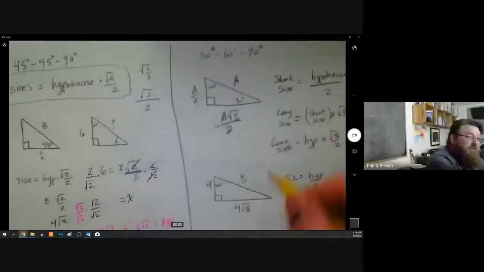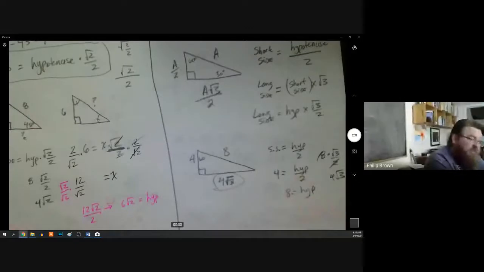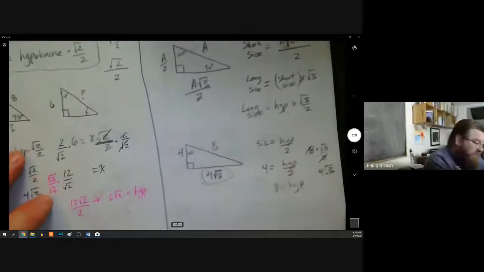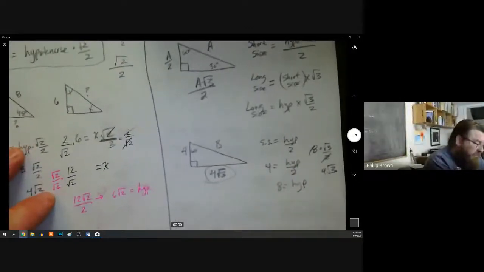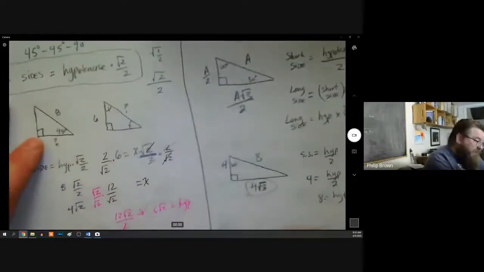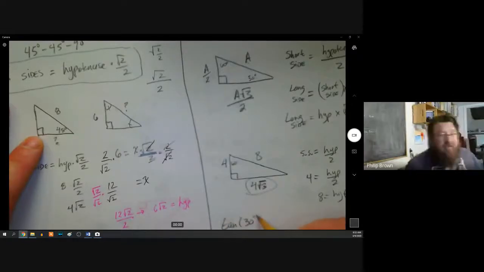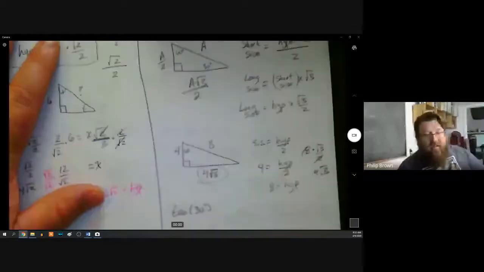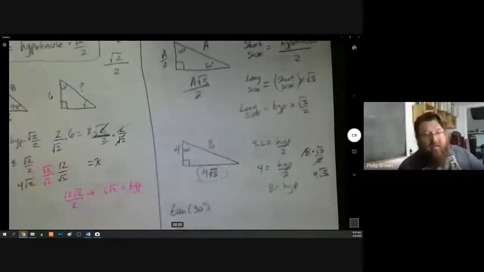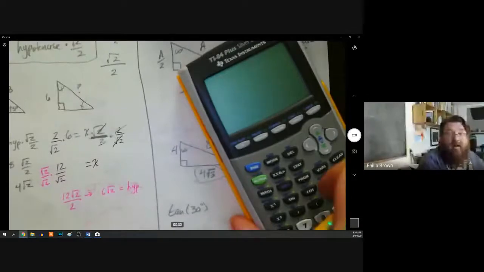One of the issues is dealing with these radicals, these square roots. That can probably be one of the things that's the most tricky. So then here's the other thing. You were asked to find the tangent of 30 degrees. And people were asking, for tangent of 30 degrees, am I going to use a calculator? And no, you're not. Not right now. Because you don't need it.